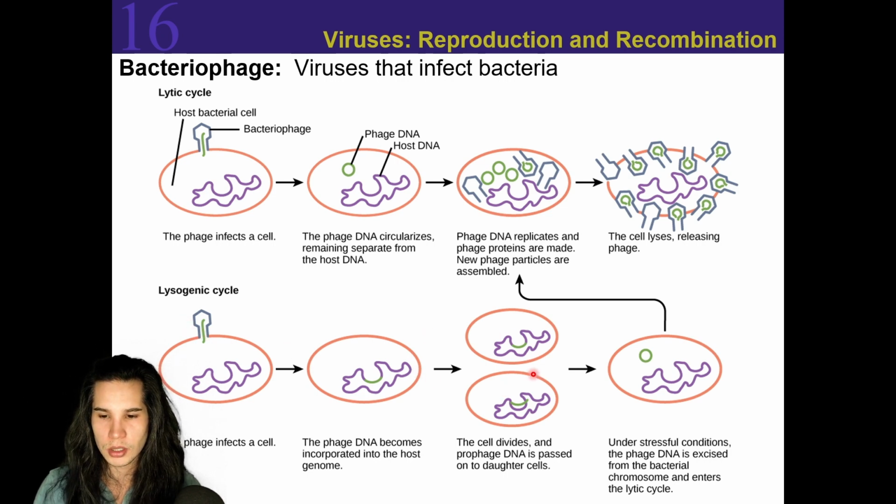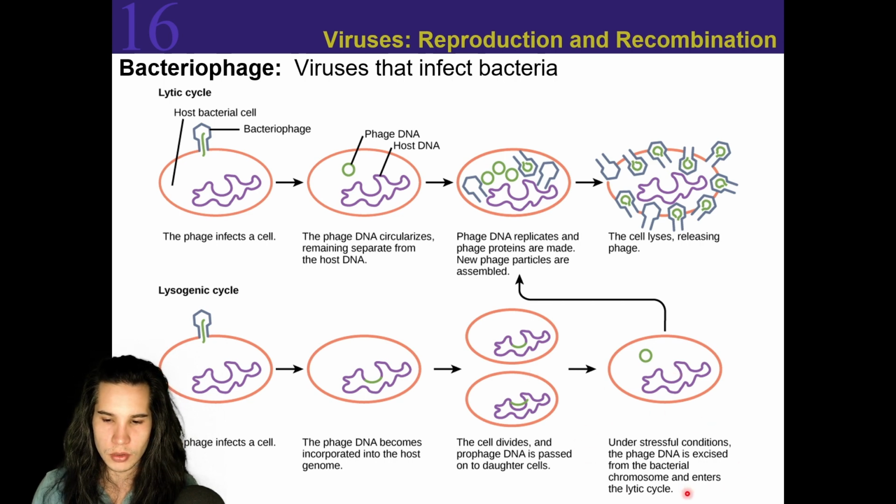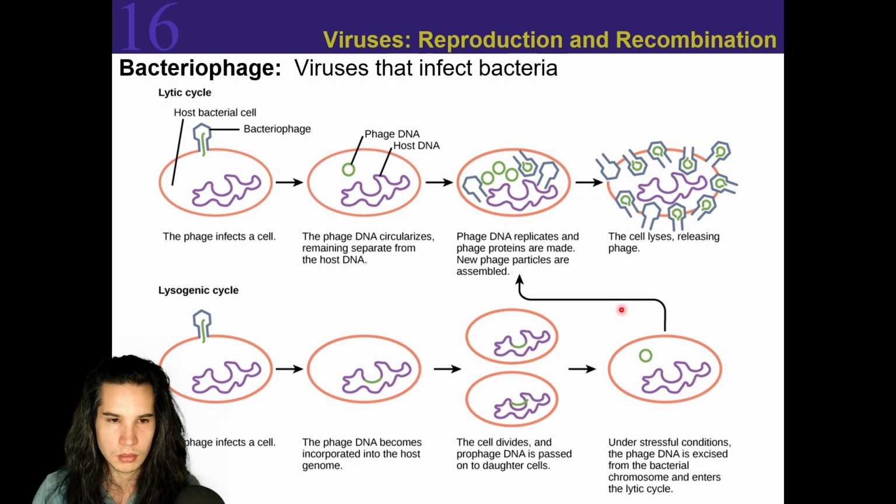And then every time that bacterial cell replicates, along with it, you're also replicating the genome of the virus. And so eventually it'll replicate, and you've done all the work for replicating that viral DNA. And then eventually, under stressful conditions or some kind of trigger, it could bring the virus from the lysogenic cycle into the lytic cycle, causing the death of that cell and then releasing those viruses to the surrounding area.